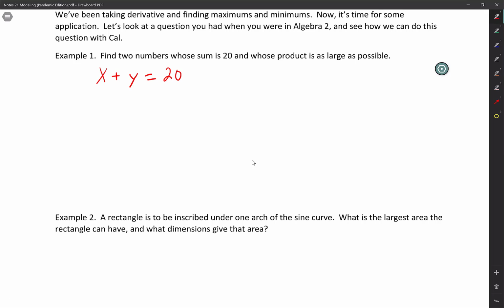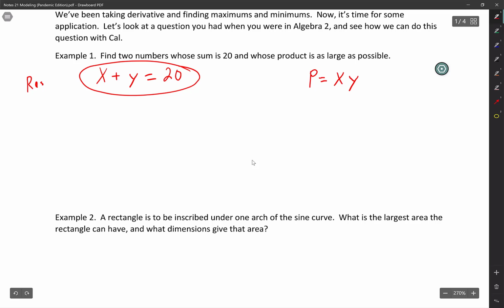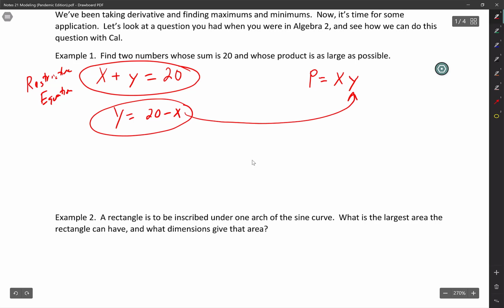And then you probably said, well, the largest possible product. So product equals x times y, because I'm multiplying those two numbers. And since you want to be able to graph this to see how it's going to look, a lot of times they call this a restrictive equation. Because we have a restriction, y has to equal 20 minus x. So if I put this expression in here, I get this.